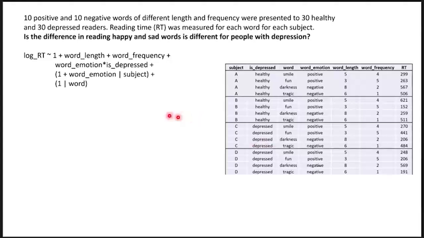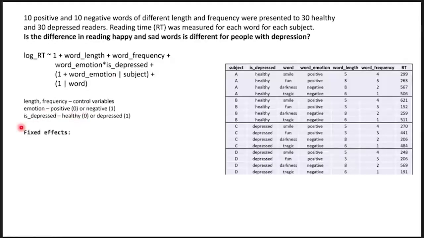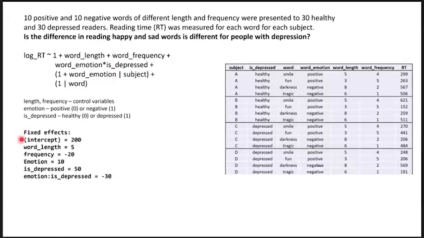Is this clear? This is a classic formula for a scientific paper that researches this. And then these are control variables. Emotion, again, the reference group is positive, and is depressed, the reference group is healthy. Okay, and now this is what we get out. This is what the model tells us. So we get fixed effects. The first fixed effect is the intercept, 200, which we interpret as reading time for when everything else is 0. So for a word of length 0, with frequency 0, with emotion positive, for the healthy participant. Not very meaningful to us.